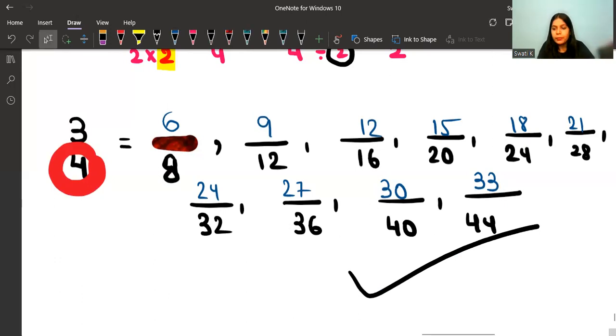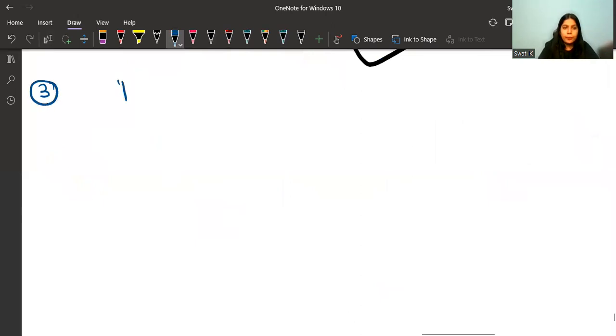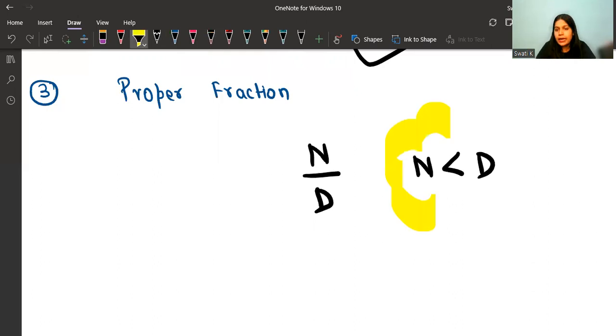All right, let's go to the third type of fraction, and that is called proper fraction. Now, what is a proper fraction? Very simple definition. Suppose we have a fraction in the form numerator upon denominator. If the numerator is lesser than the denominator, and this condition is satisfied, the fraction will be called a proper fraction. It's as simple as that.